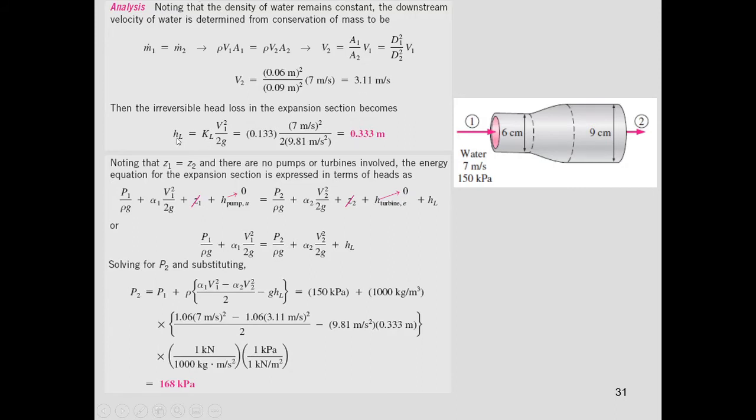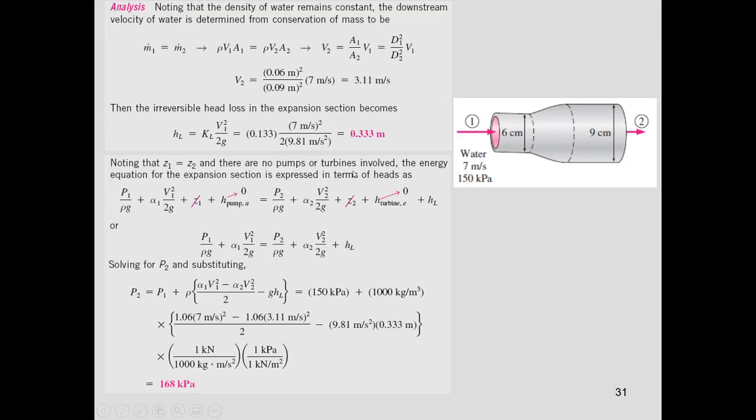And for the HL, KL, you already calculated before, is equal to 0.133. The velocity at the first pipe is 7 meter per second, over 2g. Then you get the HL equal to 0.333 meter. Okay, that finishes the first part, calculating the value of HL.